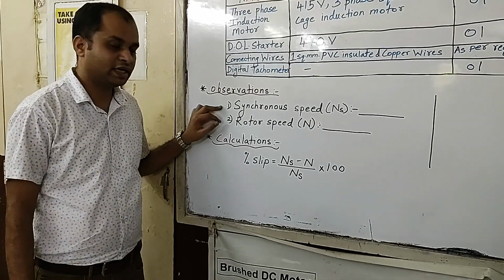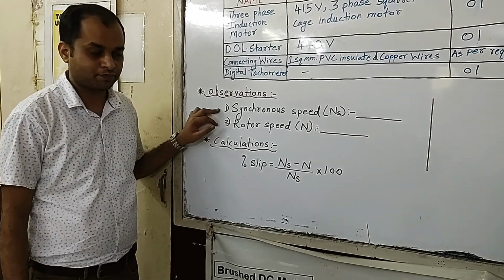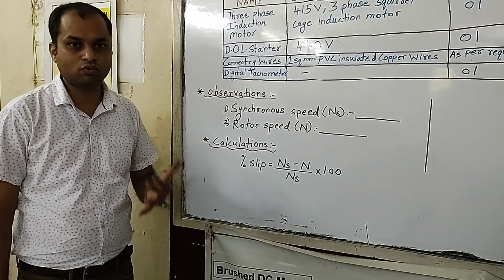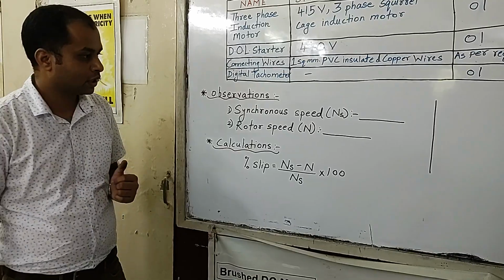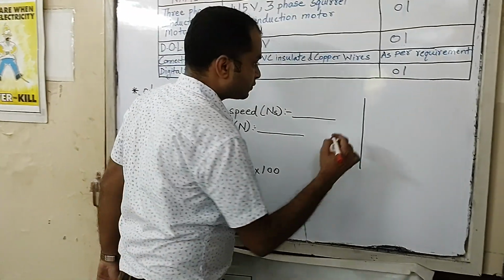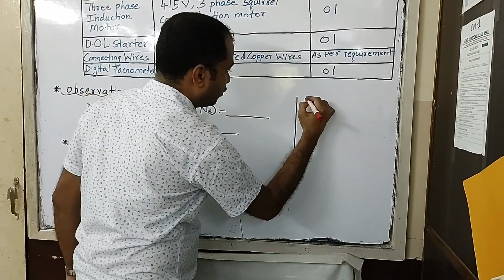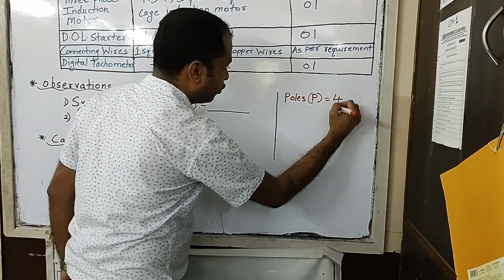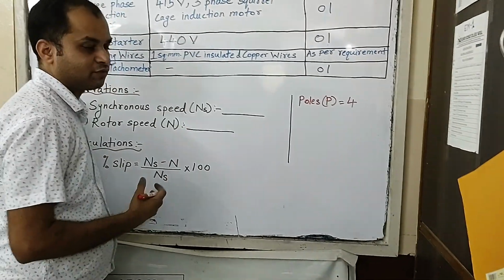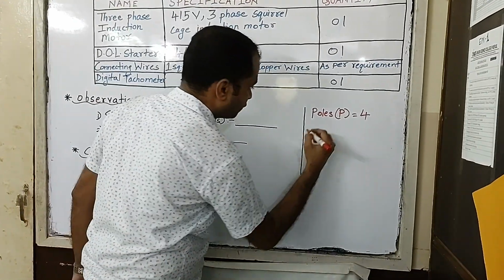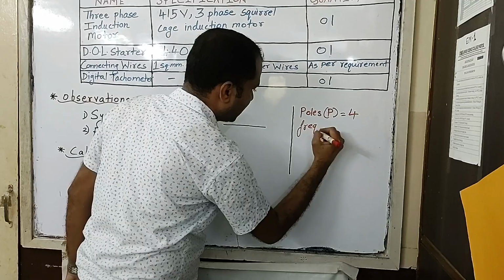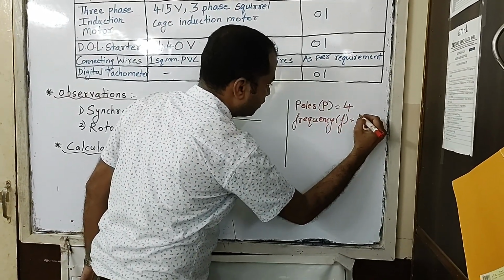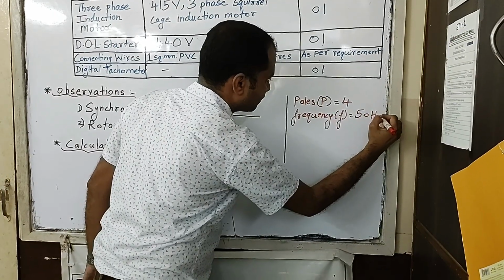So the first observation is synchronous speed ns. The synchronous speed we actually need to calculate for our given motor. For our given motor we have the number of poles P equal to 4. Our three-phase motor is wound for a 4-pole configuration. Frequency of supply, that is F, is equal to 50 Hertz.